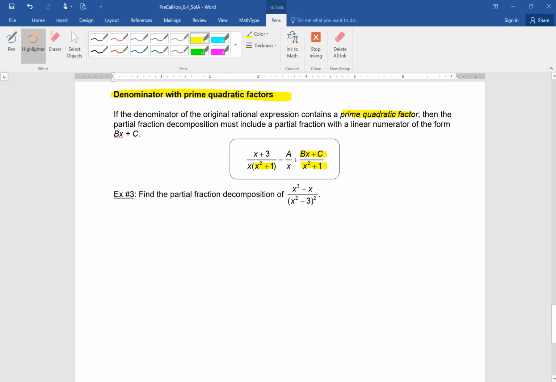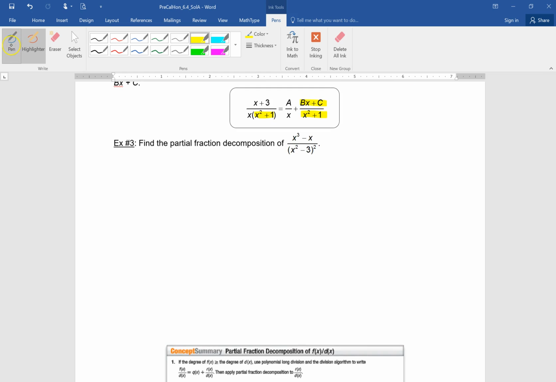Okay, so look at this one. Here I have x cubed minus x over x squared minus 3 squared. And you can't factor anything from here, right? So how many fractions am I going to have? 1, 2, 3, how many? 2. What will my denominators be? X squared minus 3 and x squared minus 3 squared.